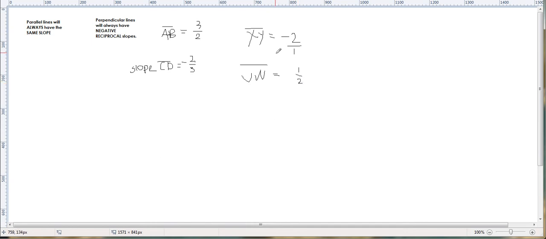And instead of saying a negative, I'm going to take the opposite of that. Now it's going to be a positive. Now you don't have to put the plus in there, but I put it in there just for fun. So the slope of VW will end up being +1/2 if these two lines are to be perpendicular.